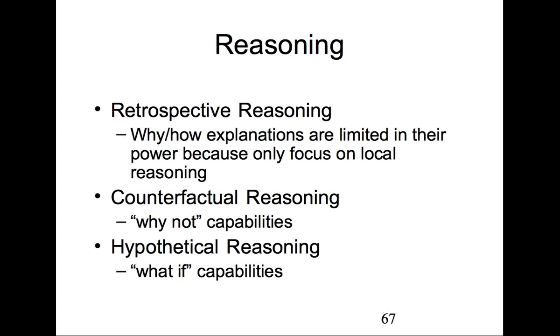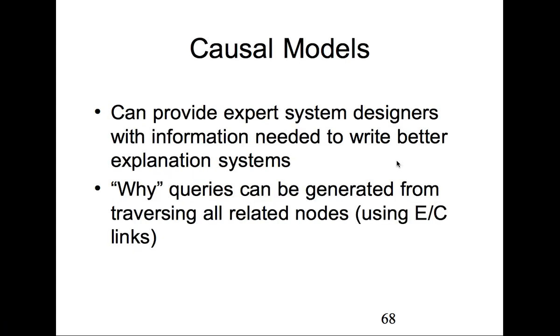So we have the retrospective reasoning, how or why explanations, and we have the counterfactual reasoning, the why not capabilities. Why not do it? You know, why did you not select that option? Or the hypothetical what if capabilities. What if I do this? What if I do that? What if I don't do this? Which are kind of the reasoning systems. And then we have the causal models that work with this.